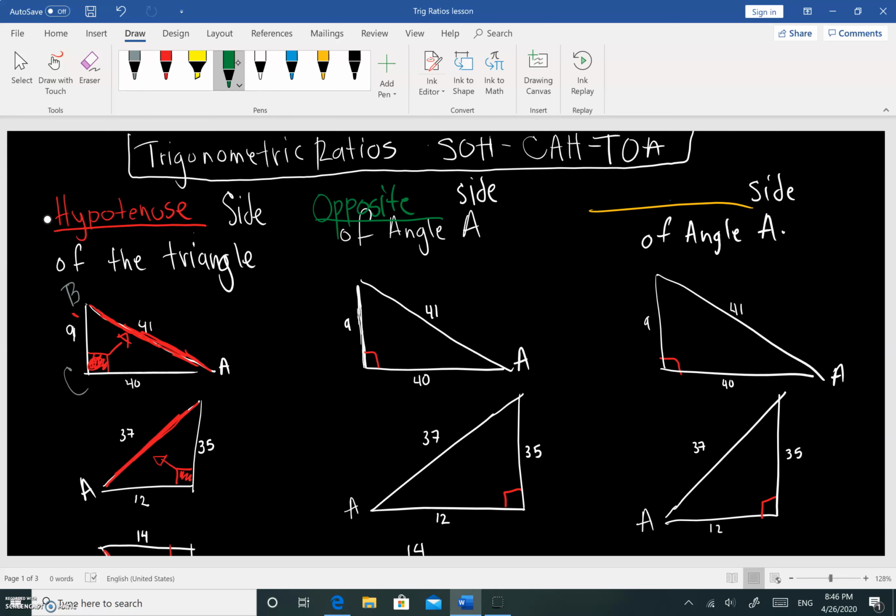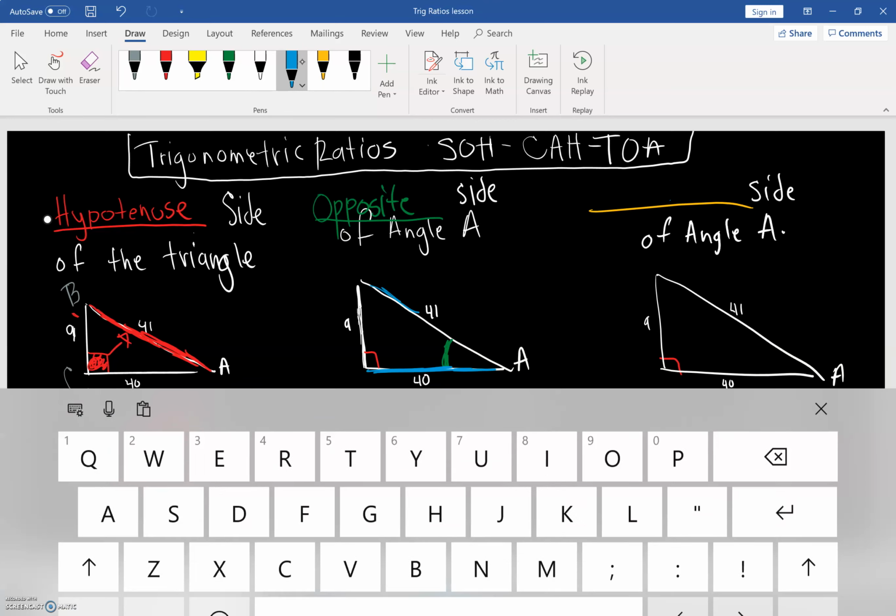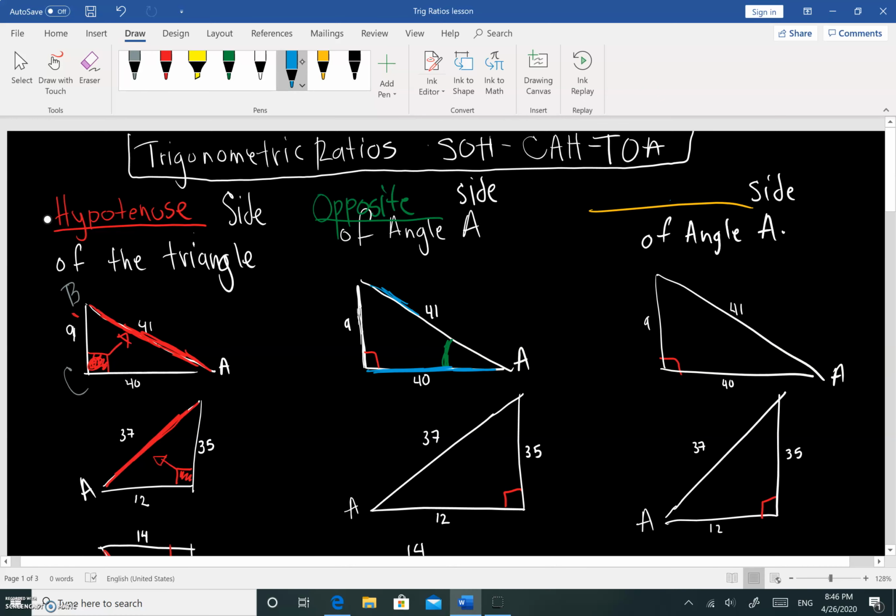But let's go over this example. So what is opposite to angle A? First of all, angle A is made up of these two sides, right? It's made up of side 40 and side 41. So those two side lengths make up angle A. The one that is opposite to angle A is the one that is not being used. So that's going to be 9. 9 is my opposite.